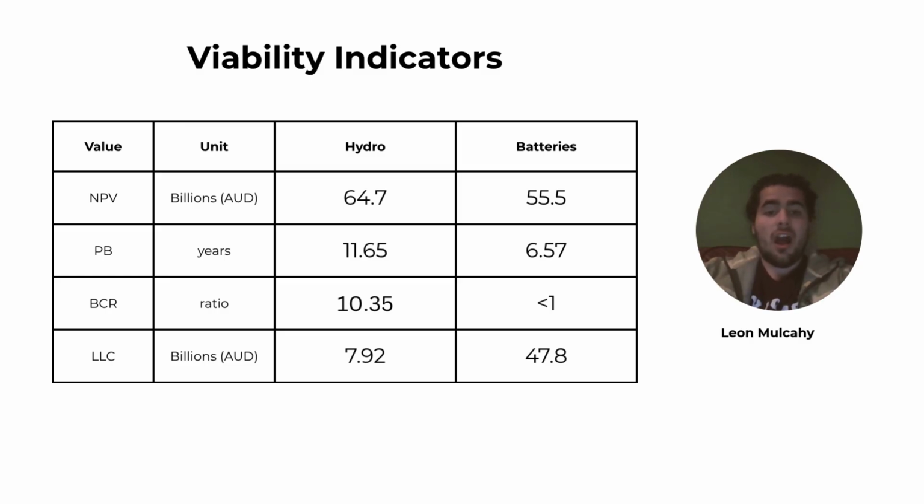It's got a higher NPV, net present value, but most importantly, the benefit cost ratio is far, far higher in the hydro scheme. With the batteries, it's less than 1. Hydro, it's 10. Having a ratio of less than 1 is extremely not viable and means that this will not be able to be done on this scale.